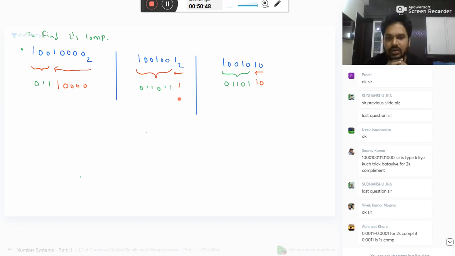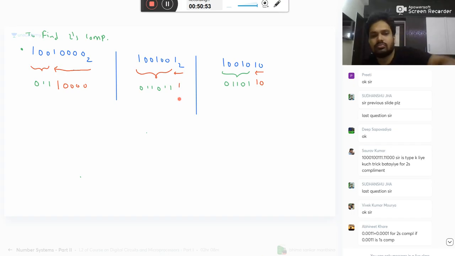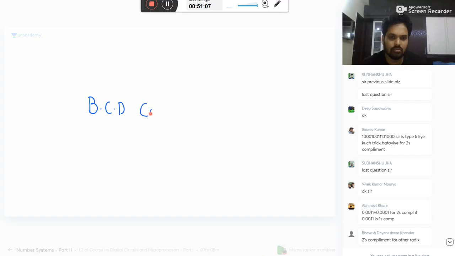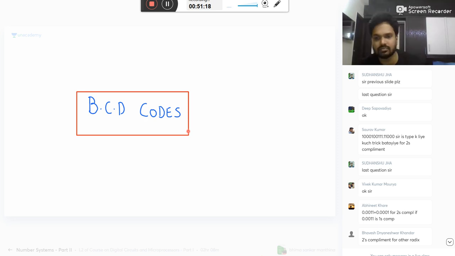So the next part, BCD codes. Binary coded decimal.